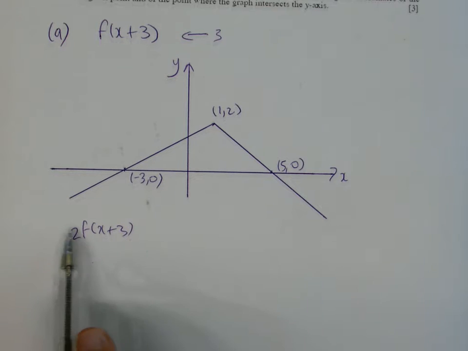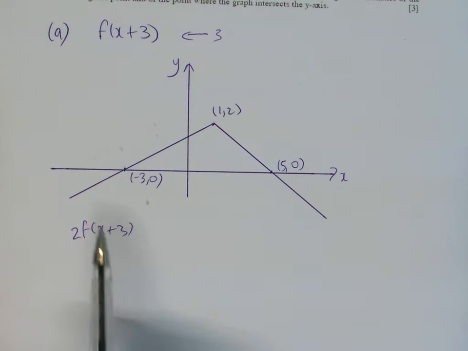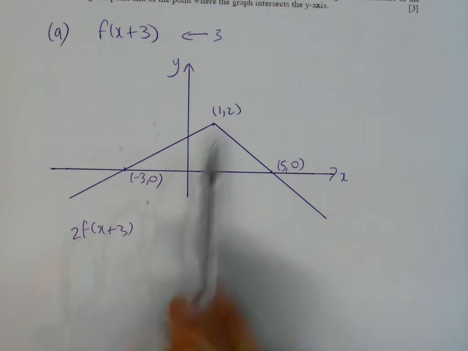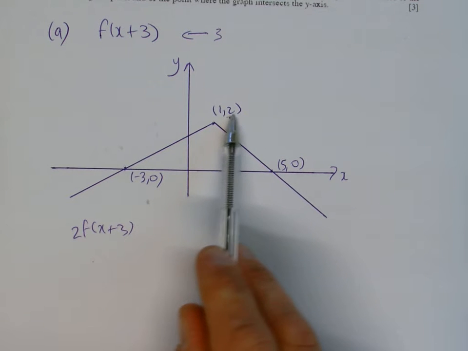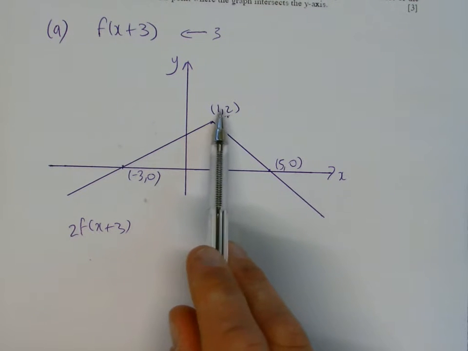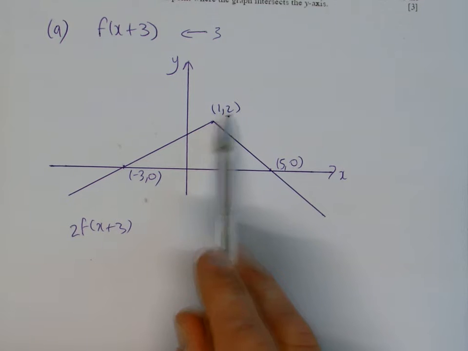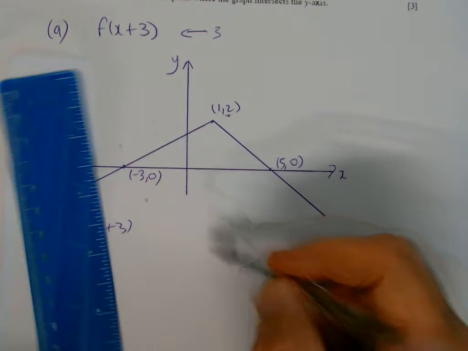Now when you've got a number in front of the f, we're affecting the y values. Because we're multiplying by 2, the y values get multiplied by 2, so this will become 4. The x value will be unaffected, it'll stay as 1, so the maximum will stay where x is 1, but the y value will become 4. So let's draw this.